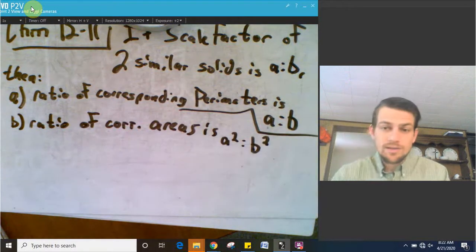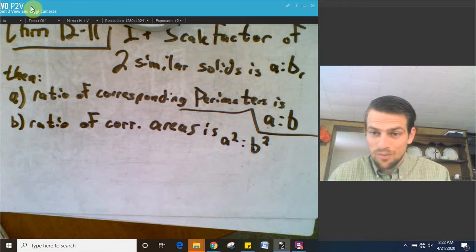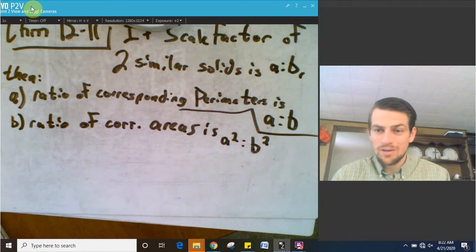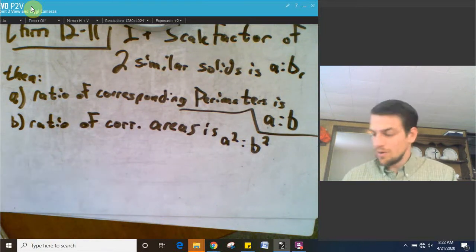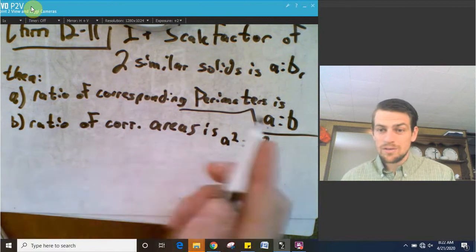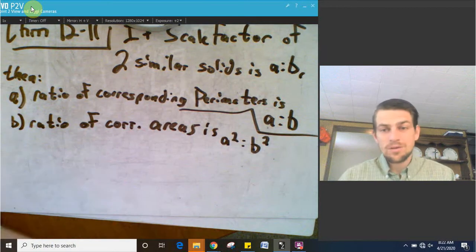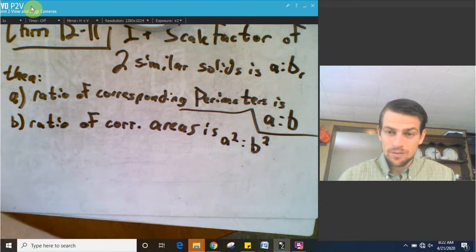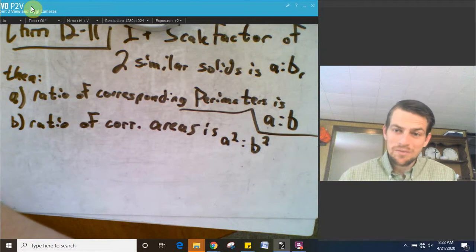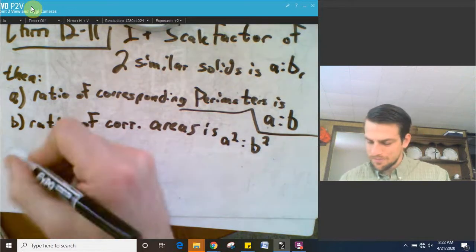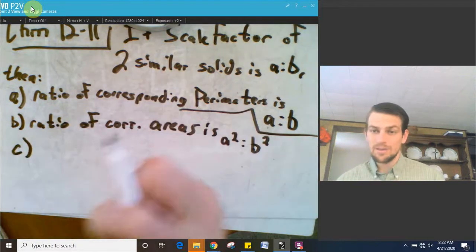So far, this is actually pretty much the same theorem that we've had before, where we have two similar figures that are two-dimensional. The ratio of their areas or any length inside that figure is just the scale factor a to b, and the ratio of corresponding areas is going to be a squared to b squared. So far, this is exactly the same as we've seen before, but applied to three-dimensional shapes.